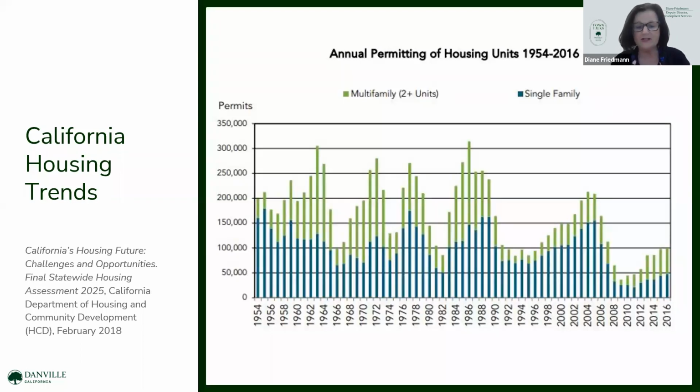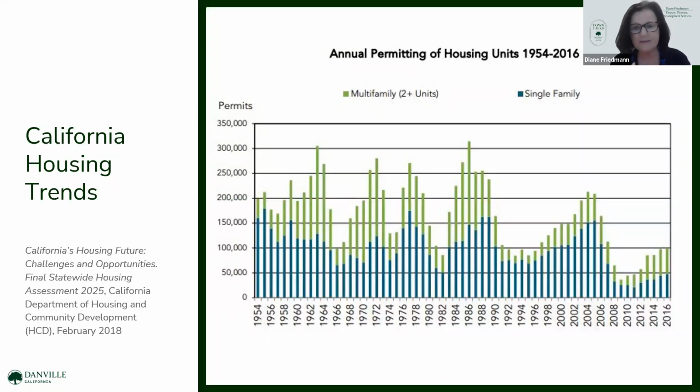The Legislative Analyst Report conclusions are also reflected in a 2018 report by the State Department of Housing and Community Development, known as State HCD. In this report, the number of permits issued for housing units, a leading indicator of housing construction, has never recovered from the Great Recession. If you look back into the 60s, the production was as high as 300,000 units per year.